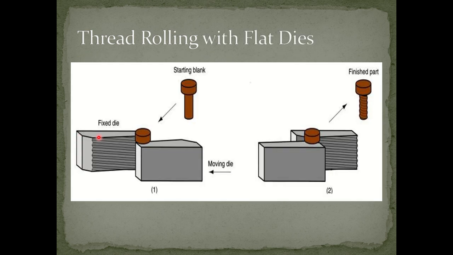So this is how thread rolling is performed. Isme do die rehte hai, this one is fixed and this one is the moving die. Inke beech mein hum hamara material rakhte hai. This is the cylindrical material. So when we move the moving die, while sliding, our input material jo humne workpiece rakha hai wo rotate hota hai. Wo rotate hote waqt, because of the compression, because of the force, jo impressions rehte hai wo uske upar print ho jate hai aur hame final finished product thread ke sath milta hai. So this is how thread rolling with the flat die works.